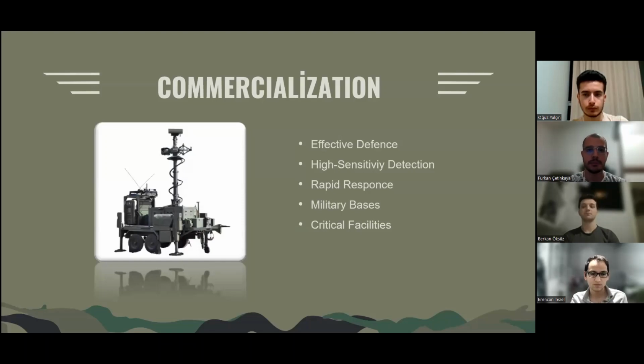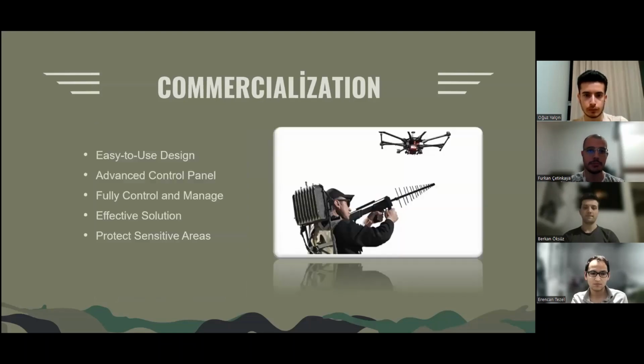Hello, I am Furkan. The drone jammer system ensures defense against drone threats with its high sensitivity detection and rapid response mechanism. It intervenes upon detecting any airspace threat, making it ideal for protecting military bases and critical facilities. Next, please. Our user-friendly system, featuring an advanced control panel, ensures user satisfaction. With full control and management capabilities, the system empowers users to disable flight systems using powerful jamming technology. This provides an easy-to-use and effective solution.